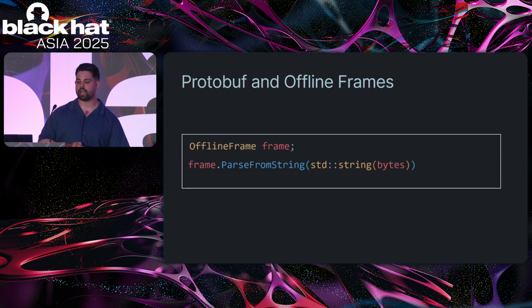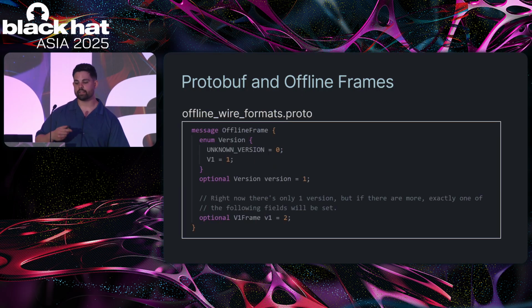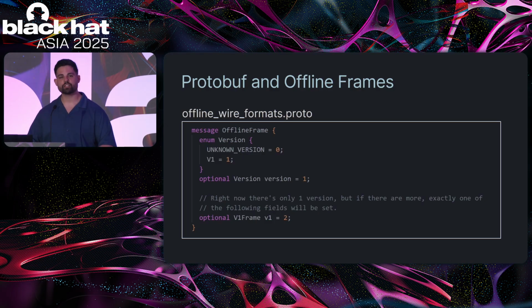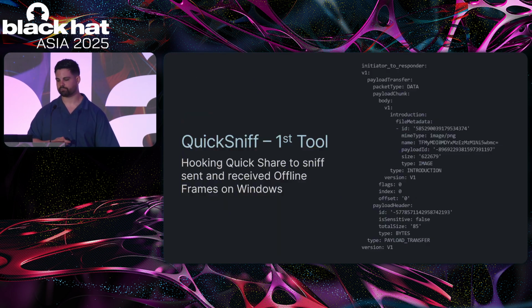Then, deeper inside the read function, we were able to understand that received bytes are parsed into an offline frame object. Now, the offline frame object is a Protobuf object, and this is its definition. But don't be alarmed by the name offline frame too much, as this is just the base type for most packets that QuickShare uses. So from now on, I'll mainly refer to offline frames as just packets.